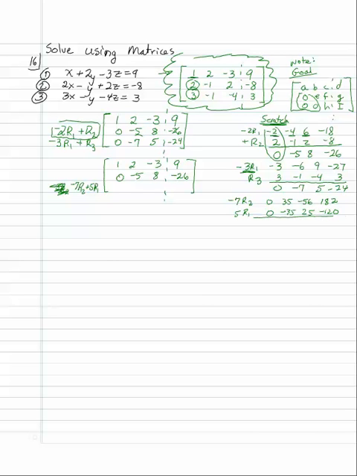I'm going to add those together. 0, 0, that's what I was going for. That was the whole purpose of doing that. Negative 56 plus 25 is negative 31, and then 62.